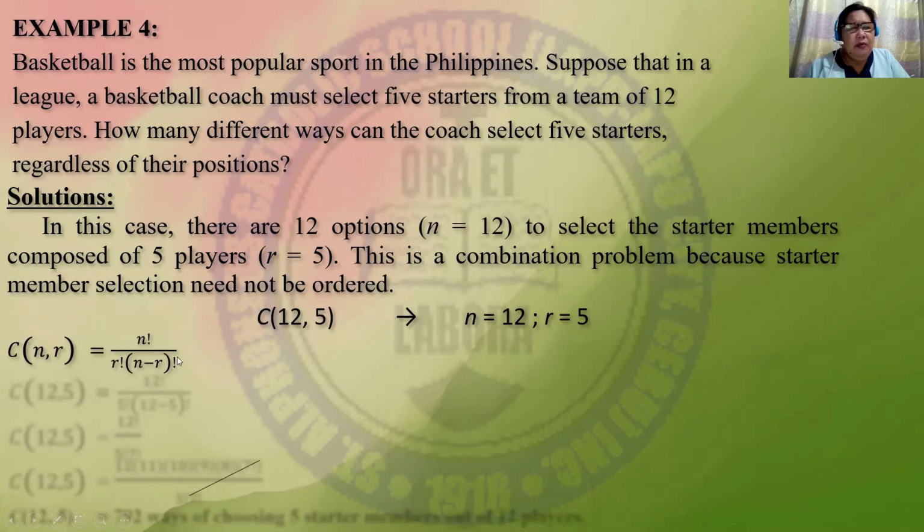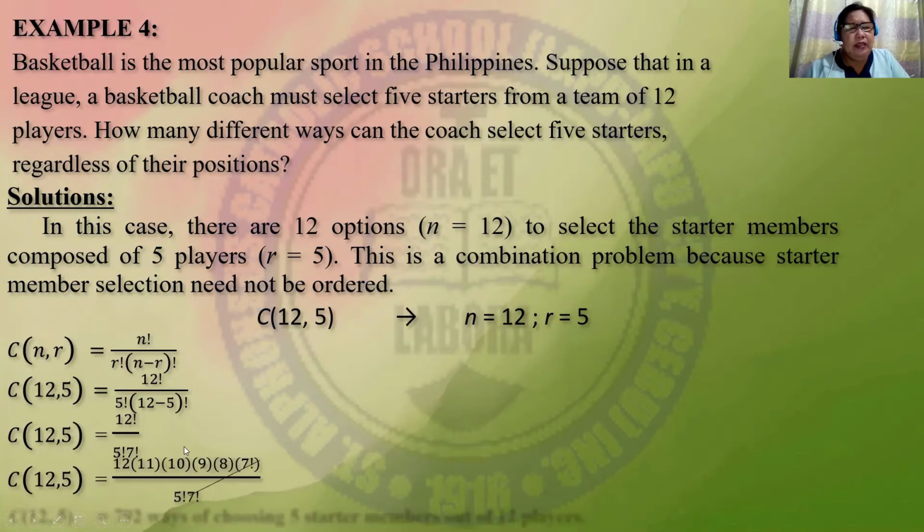So using the formula, we have to substitute 12 to n and 5 to r. 12 minus 5, that is equivalent to 7. So that is 12 factorial over 5 times 7 factorial. So expanding this, we have 12 times 11 times 10 times 9 times 8 times 7 factorial.